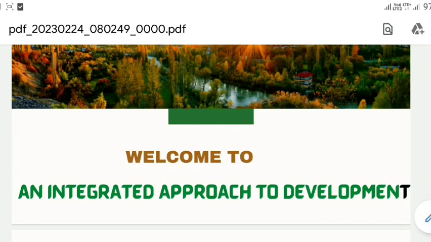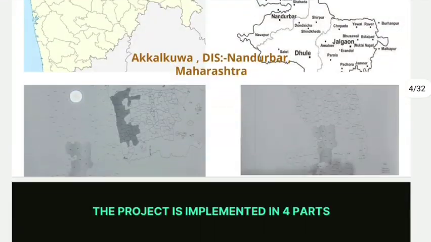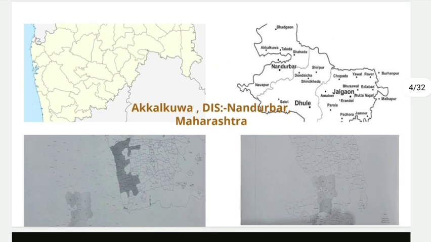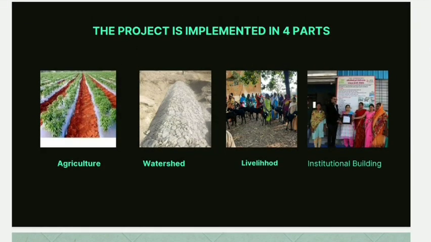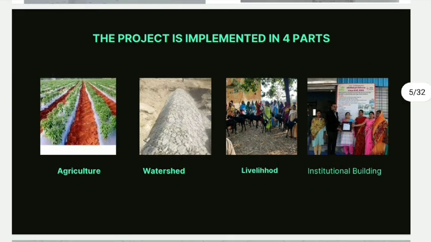Now I'll give you the overview of the function of this NGO with respect to the mobilization of the money given by the government. I'll be sharing my presentation with you all. Welcome to an integrated approach to development. As you can see, this is the map of Akkalkwa cluster in the district Nandurbar in the state of Maharashtra. The whole project was implemented in 4 parts. The first part is agriculture, the second part is watershed management, the third part is livelihood, and the fourth part is institutional building.